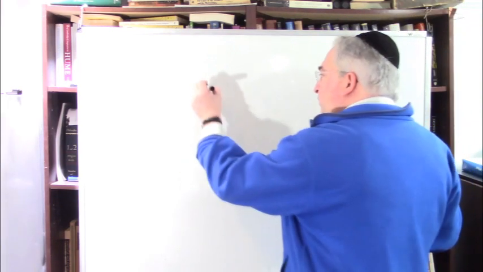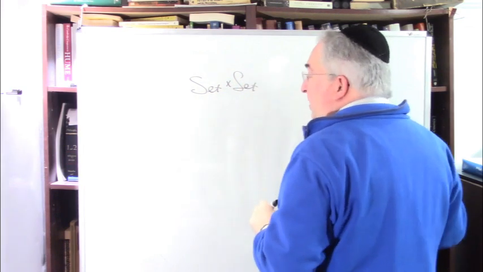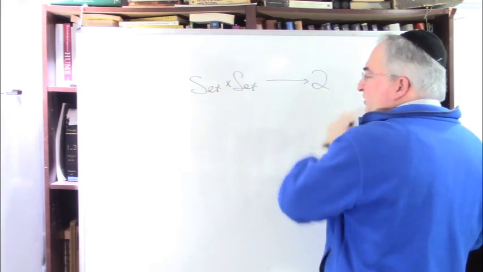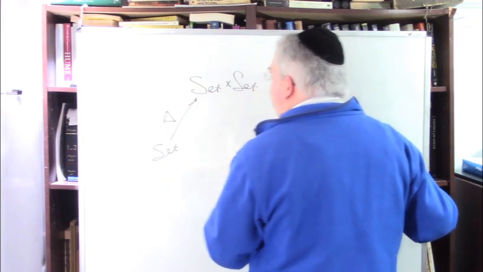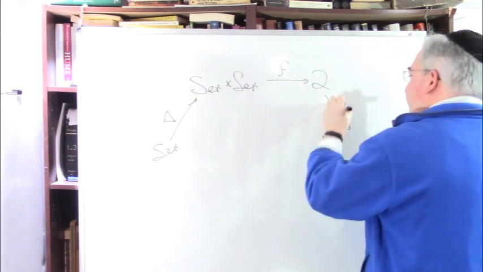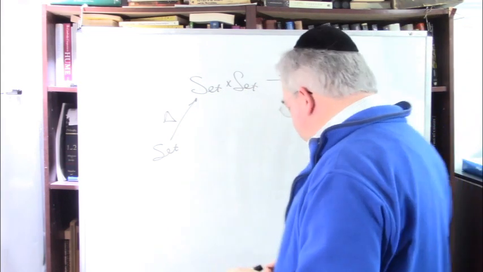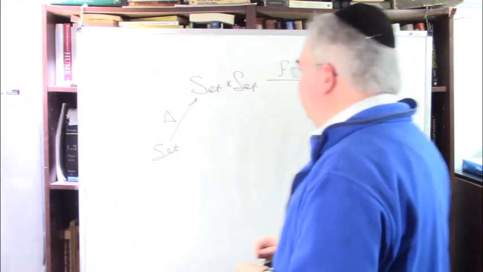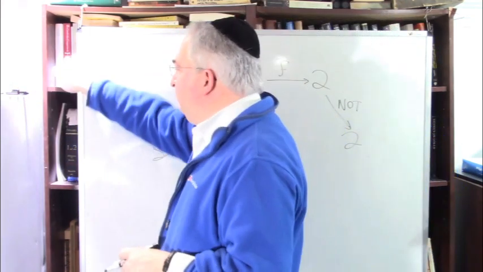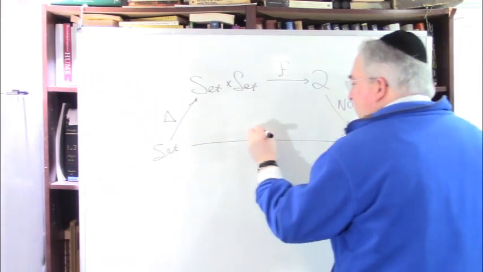Okay, great. Let's do it a little bit more categorically. You have set cross set, so you're looking at pairs of sets, and you're mapping it to 2. You have set with a diagonal map. You have this as F, and you have this not, which swaps the zeros for the ones and the ones for the zeros. When you compose these three maps, 1, 2, 3, you get a map G.